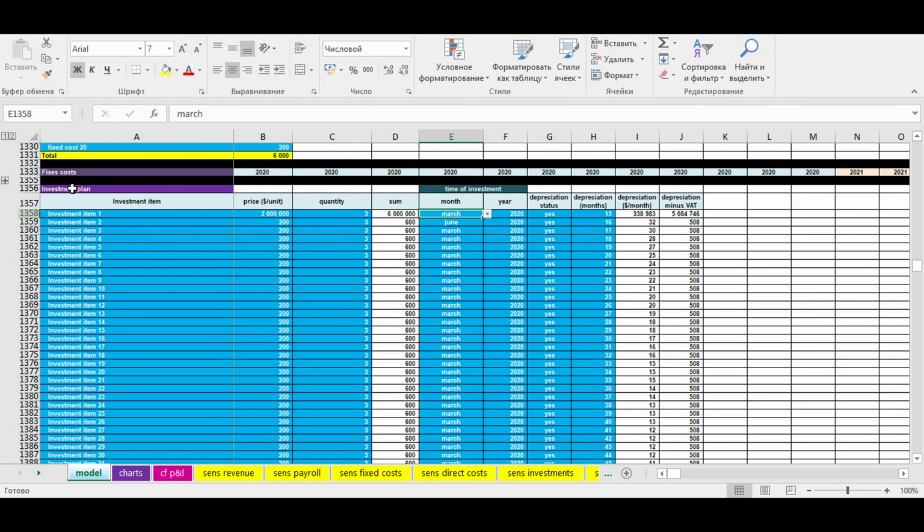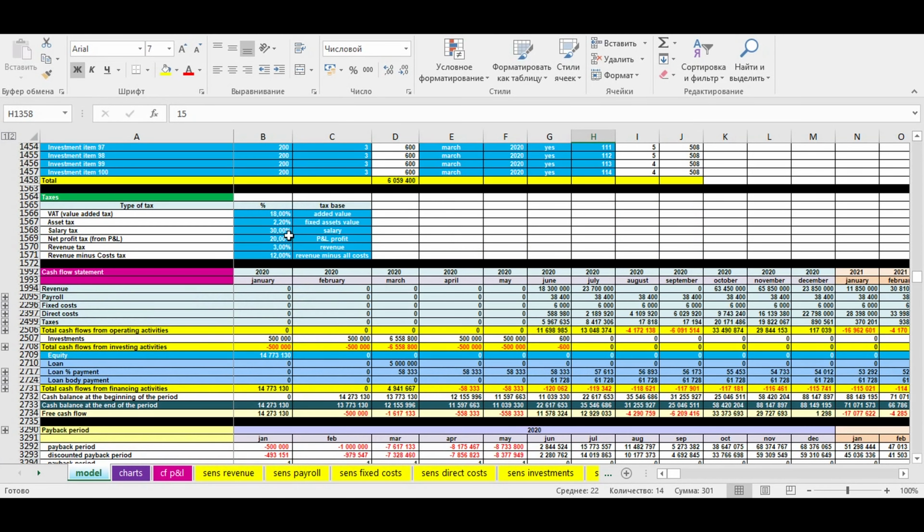Here we have an additional investment plan where you can specify what items you are going to invest in, what is the price of one item, how many items you buy, and when you buy this or that item, month and year. We also have a depreciation for the item. We can set the depreciation status and enter the period of depreciation in months.